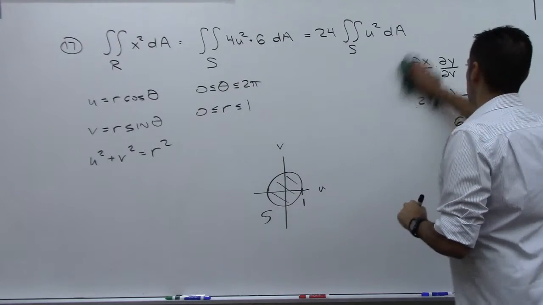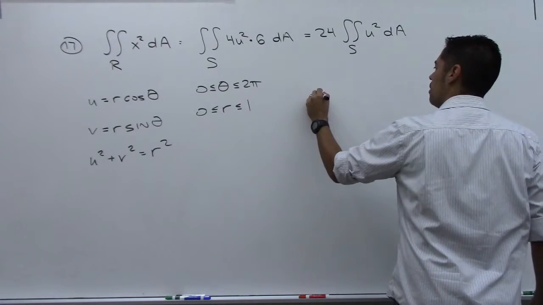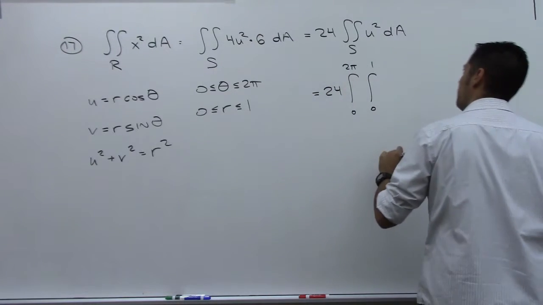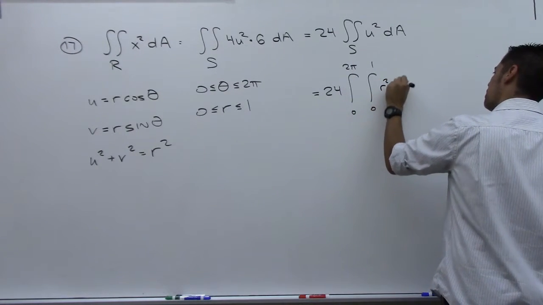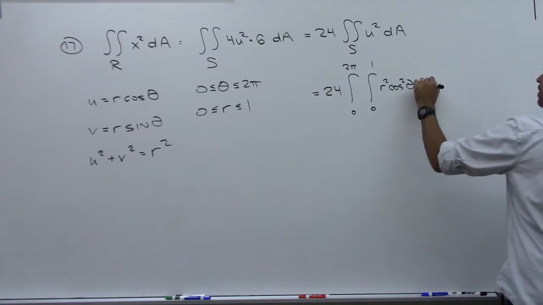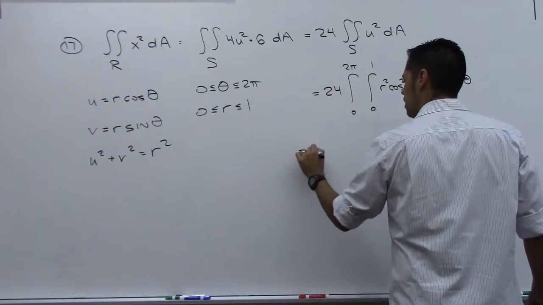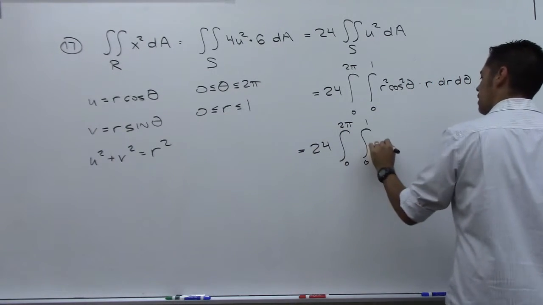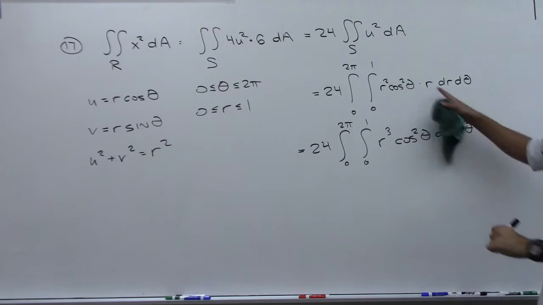And then I rewrite this integral. So I have 24 integral 0 to 2 pi, integral 0 to 1 of u squared, but u is r cosine theta, so r squared cosine squared theta times, now that we went to polar, I always have to have the r, and then dr d theta. And so this becomes 24 integral 0 to 2 pi integral 0 to 1 of r cubed cosine squared theta dr d theta. Just putting my r's together.